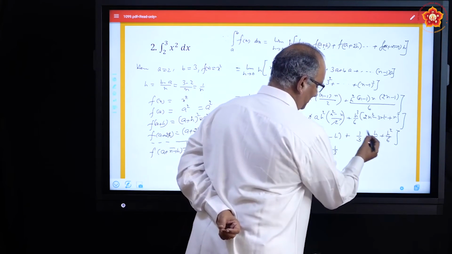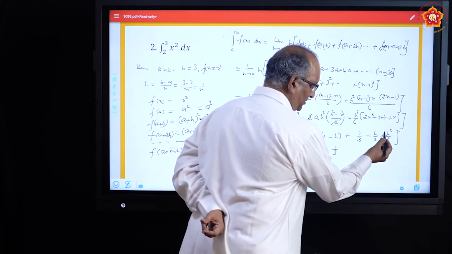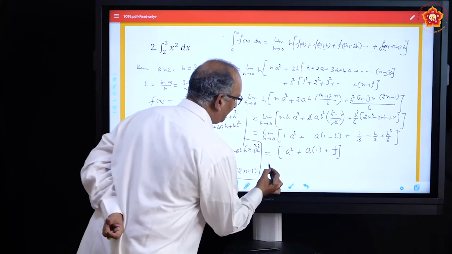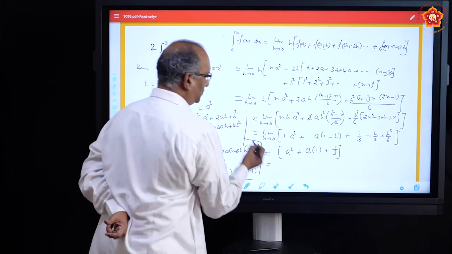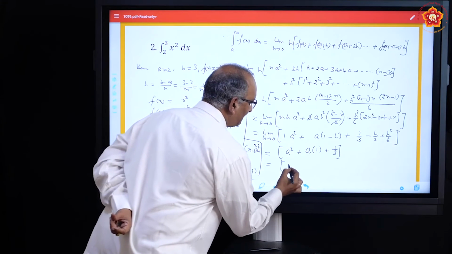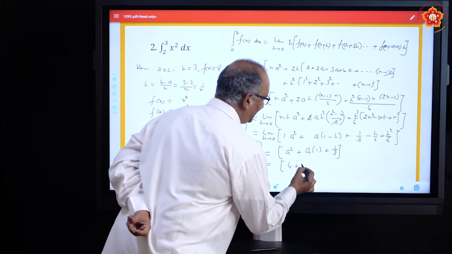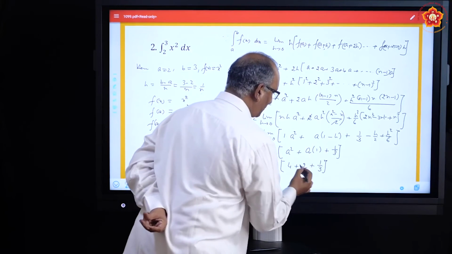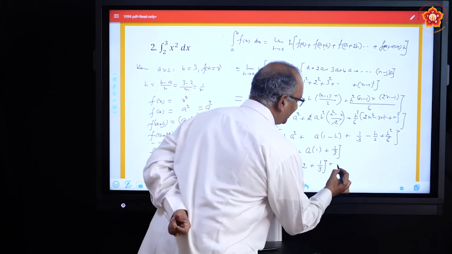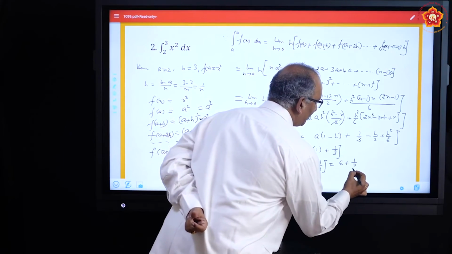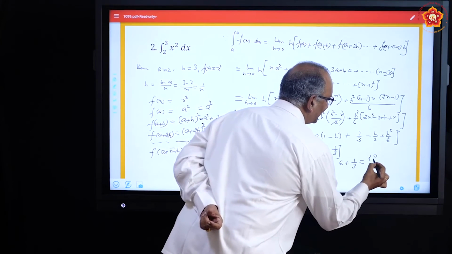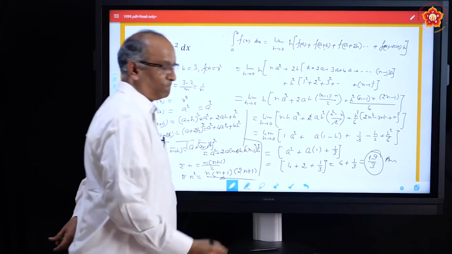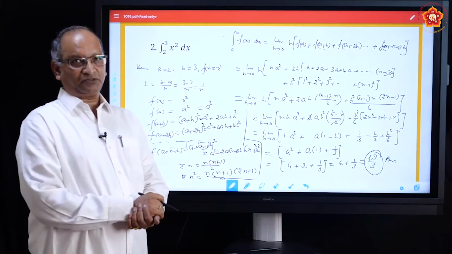This, when we multiply it, we have simplified it. This h will become 0, this will become 0, only this will be left. Substitute back what is a. What is a? 2. So 2 square is 4. Here plus 2 plus 1 by 3. 4 plus 2, 6, 6 plus 1 by 3. 19 by 3. This is the answer for this question.